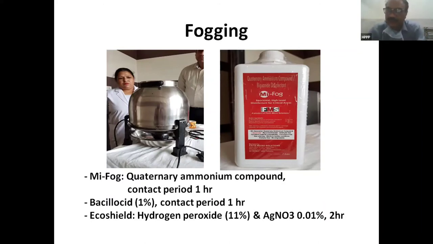And here you can have your unit ready within 3 hours or so. So this is another advantage. You need not shut down the unit for a long time.